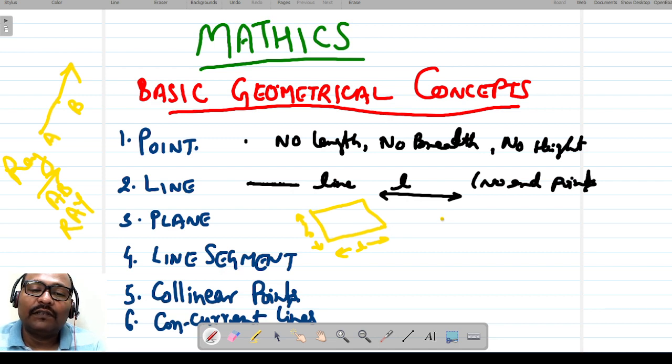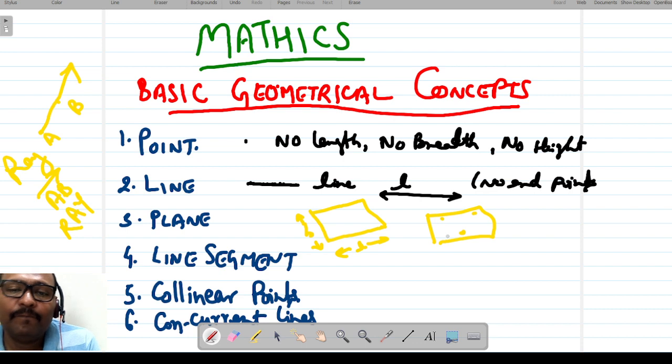And from 3 points a plane always passes. Okay, if you are given 3 non-collinear points, then a plane passes through them. From 3 collinear points, only a line can pass, right? From 3 non-collinear points a line cannot pass, it will be a plane, right?